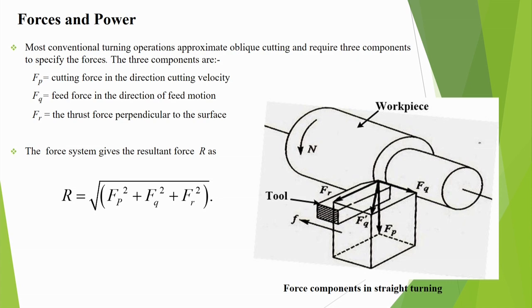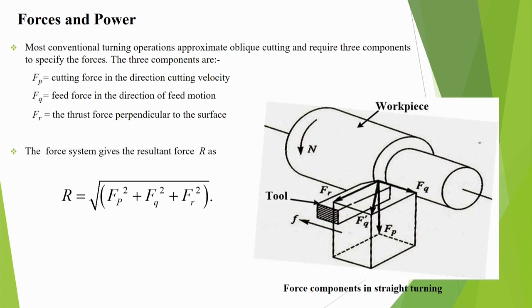Fq is the feed force in the direction of feed motion, that will come on the tool like this, because this is the force which is coming on the tool by the job. So Fp is downward, Fq is this one, Fr is also directed towards this, everything is applied on the tool. That is why we have shown, if we ask what is the direction of Fr on the job, it will be just opposite by Newton's third law. So you have got Fq, Fp and Fr.